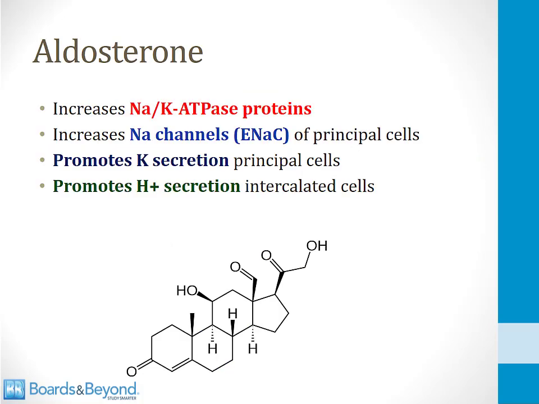And I've summarized these points here. It increases the sodium potassium ATPase proteins and their activity. It increases the number of ENaC sodium channels. ENaC stands for epithelial sodium channels. These are the sodium channels found on principal cells. Aldosterone also promotes potassium secretion from principal cells and hydrogen ion secretion from intercalated cells.